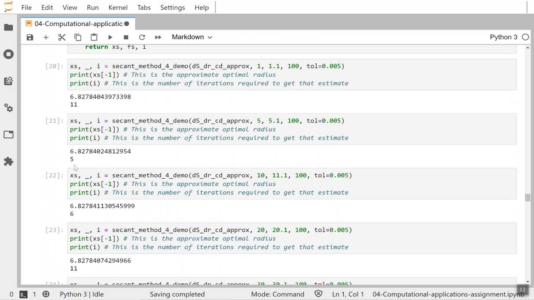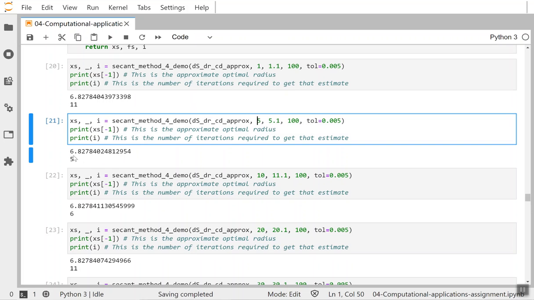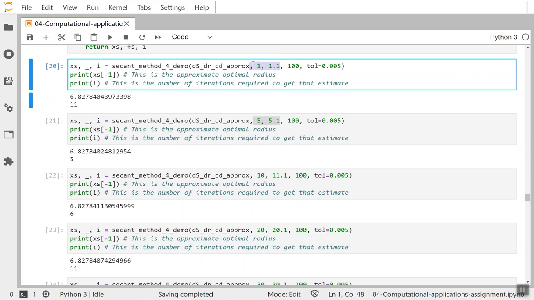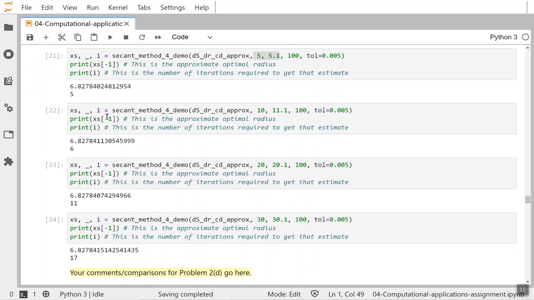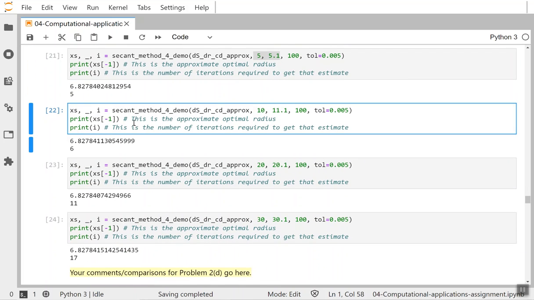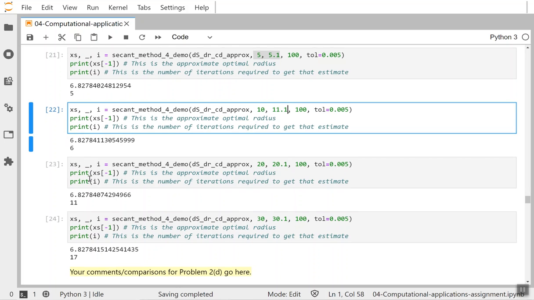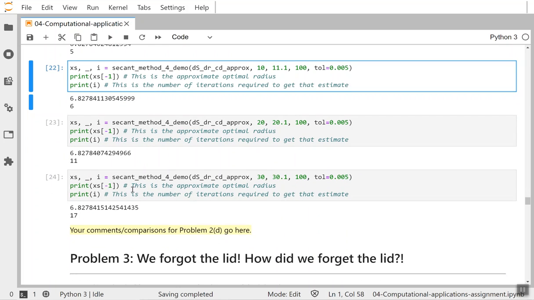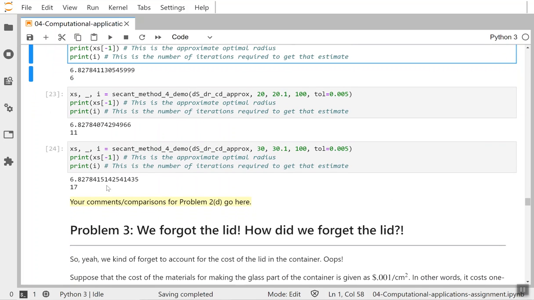6.83 effectively, if I rounded it, would give me 5 iterations with 5 and 5.1 as my guesses instead of 1 and 1.1. Well, that makes sense that this should take fewer iterations to get to some value that's closer to where my initial guesses were than this. 1 and 1.1 are farther away from 6.83 than 5 and 5.1 are. And then if I use 10 and 10.1, well, it takes 6 iterations. And then 20 and 20.1 takes 11, and 30 and 30.1 takes 17. And now you need to do your comments and comparisons for this problem here. That is the end of problem 2.